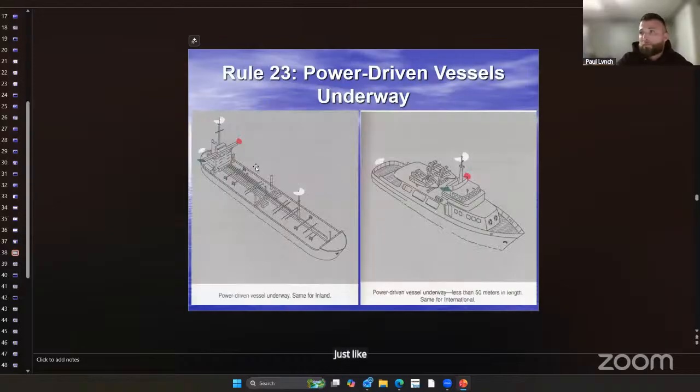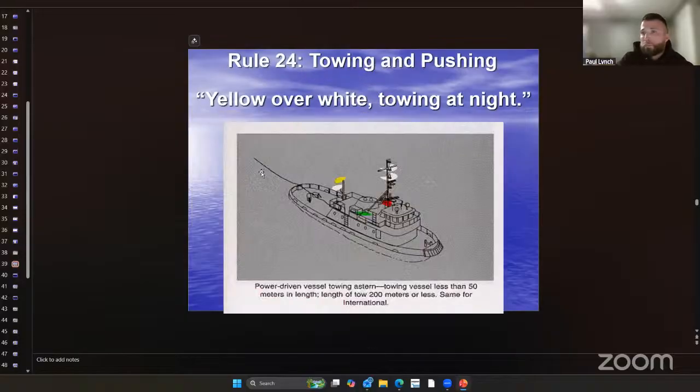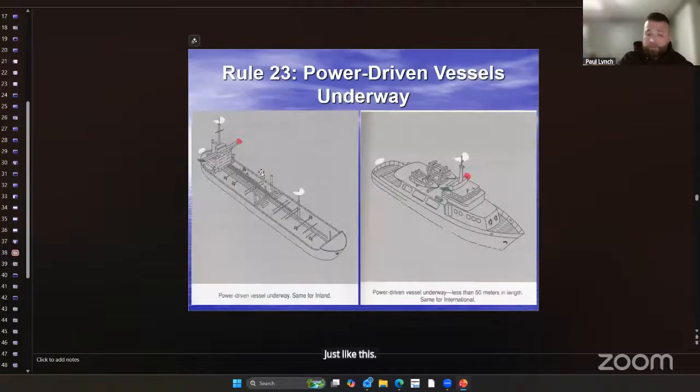Just like this. Which I'll get back into towing in a minute.